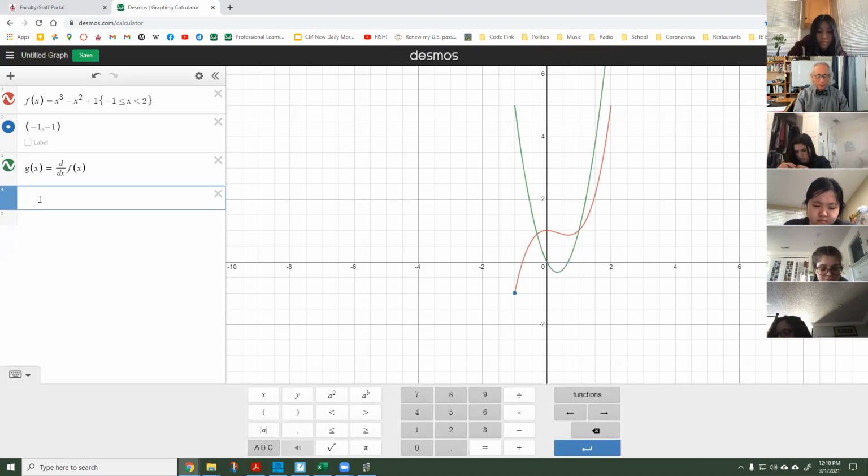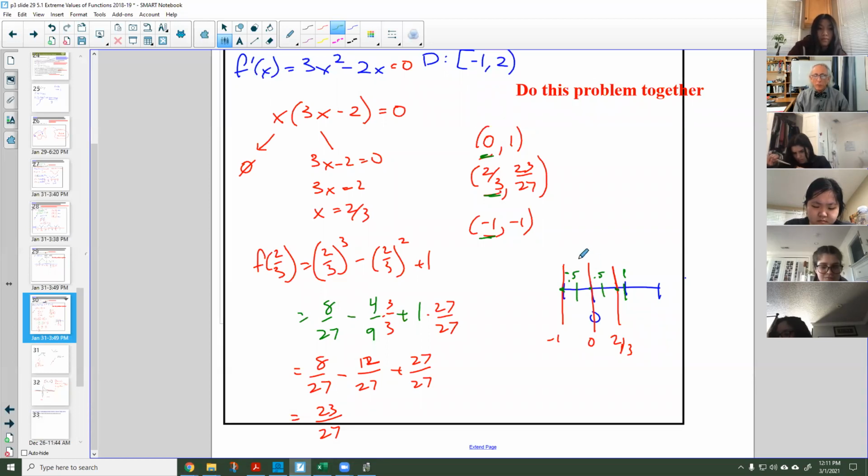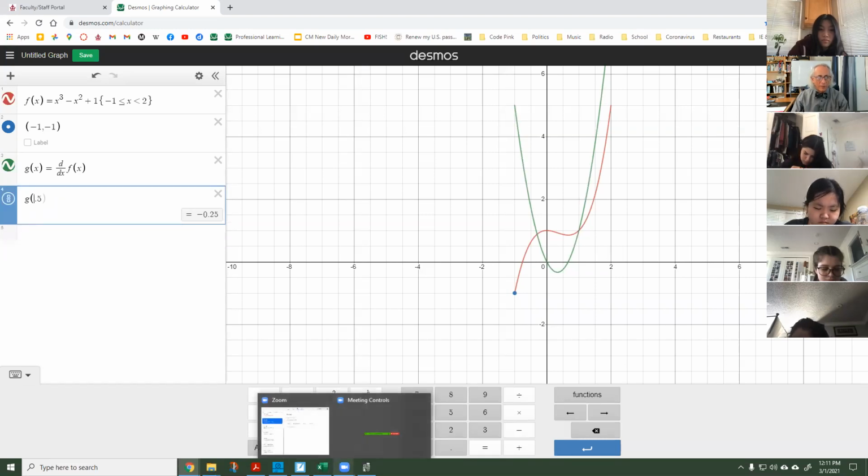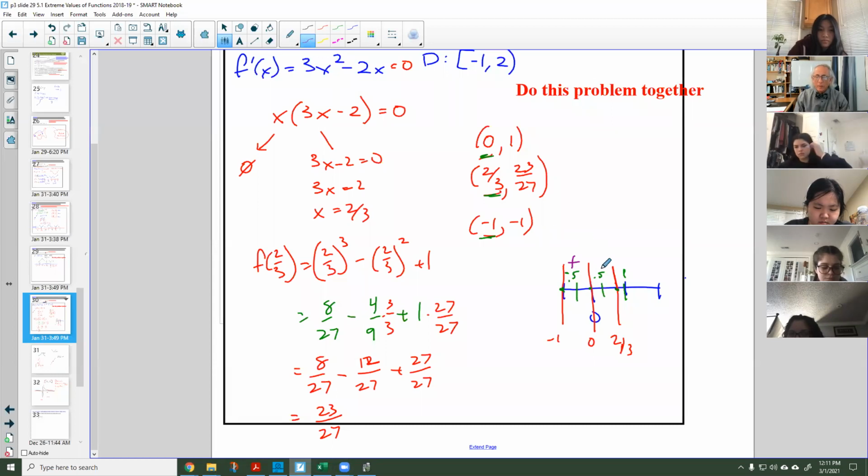So I want to find g of -0.5. And that turns out that is a positive number. g of -0.5 is a positive number. So in this interval right here, it's going to be positive. And then what about g of positive 0.5? Let's do that one. So g of positive 0.5, that's a negative number. So I'm going to have a negative in that interval. And then, where x equals 1, I can just look at my derivative and see that it's 3 minus 2, so that's positive.